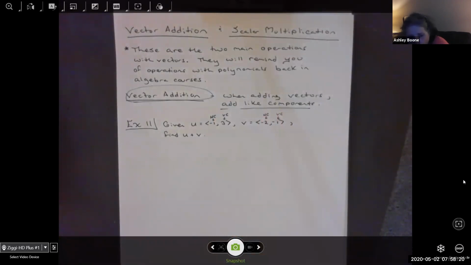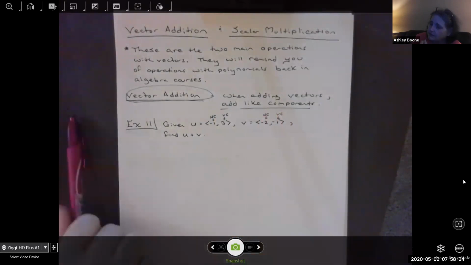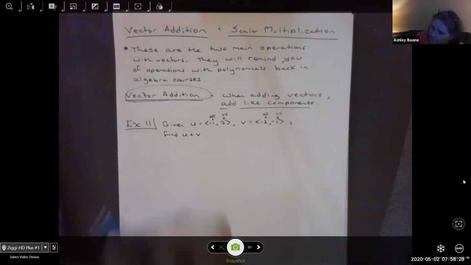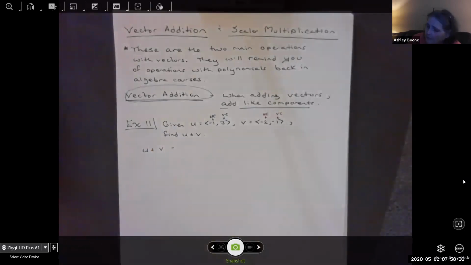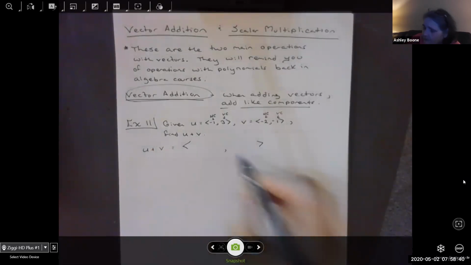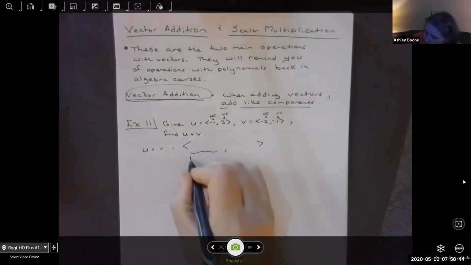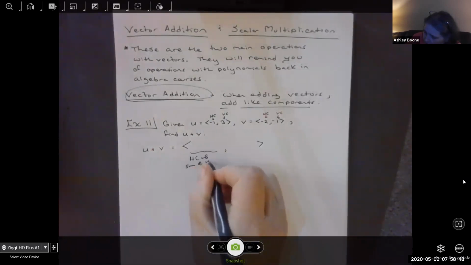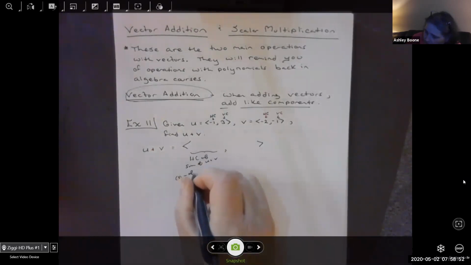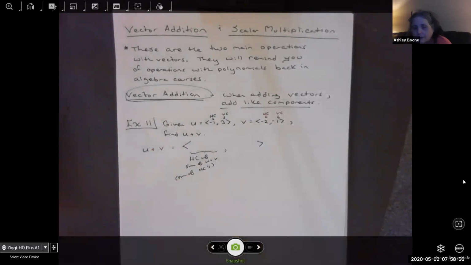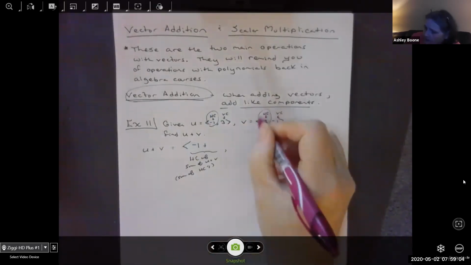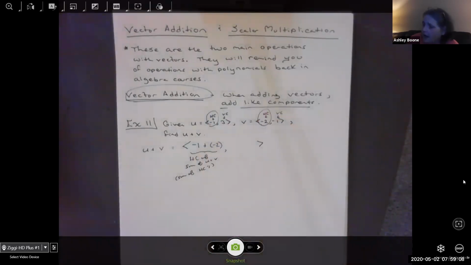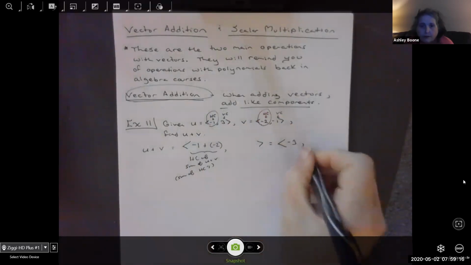The way we are going to focus on doing this is using the components. When you find vector u plus vector v, you end up with a component form. The horizontal component of the sum u plus v is going to be the sum of their horizontal components. Add your like components: I take my horizontal component of -1 and add my horizontal component of -2, and in my resulting vector I end up with -1 plus -2, which is -3.